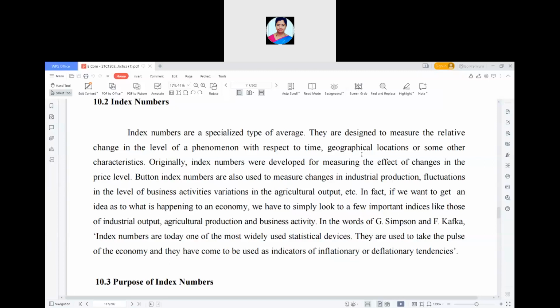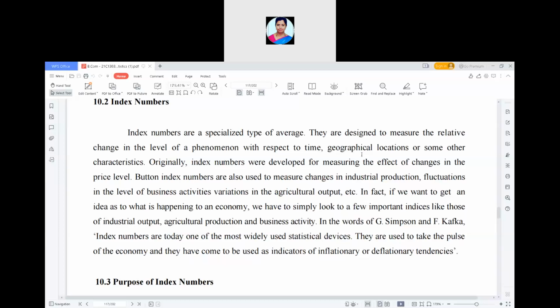Spiegel defined the index number as a statistical measure designed to show changes in a variable or a group of related variables with respect to time, geographic location, or other characteristics. Similarly, A.M. Tuttle defined the index number as a single ratio which measures the combined change of several variables between two different times, places, or situations. So many statisticians have defined index numbers in this manner.